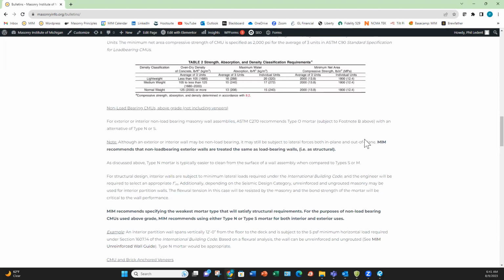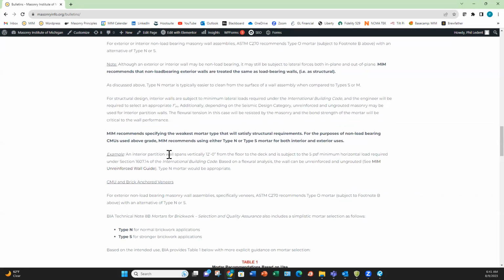For non-load bearing CMU walls above grade, so this would not include veneers, this would be something like a partition wall. We recommend using type N or S mortars for interior and exterior uses. Again, load bearing has a specific definition in our TMS 402 building code requirements document. And so this would refer to mostly partition walls or interior walls. And so in here, I gave an example. If we have an interior partition wall that spans 12 foot from floor to deck, and we have our 5 PSF minimum horizontal load required under our IBC, we could use type N mortar, and that wall would satisfy our code requirements, unreinforced and ungrouted.